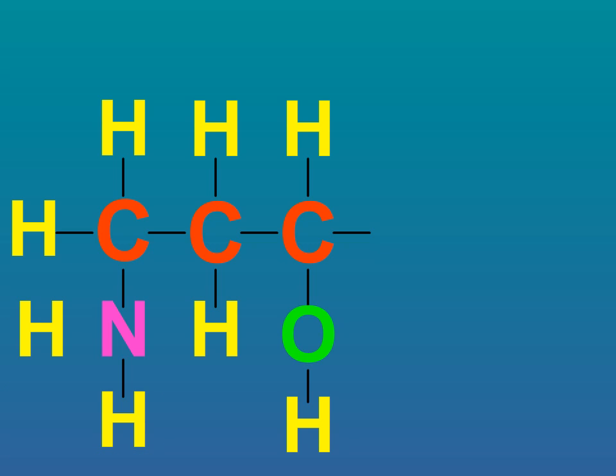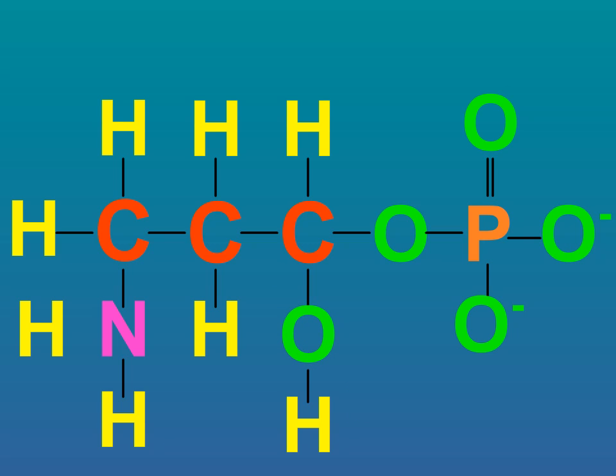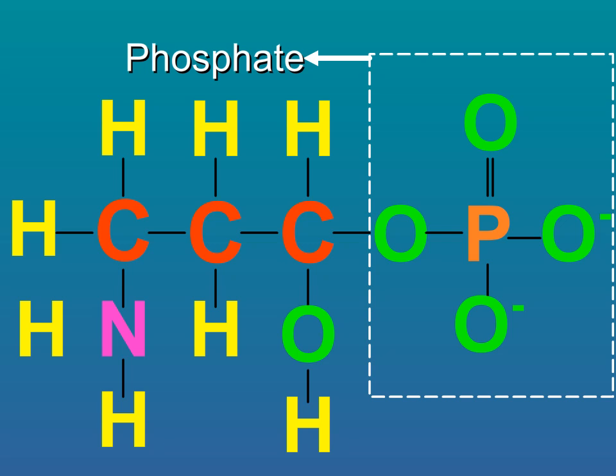What is this group? Yes, hydroxyl. And what property does it have? Yes, the oxygen is highly electronegative and makes the group polar. And what is our last group? Yes, phosphate. And phosphates have high energy bonds connecting the functional groups. These functional groups can give molecules interesting properties.